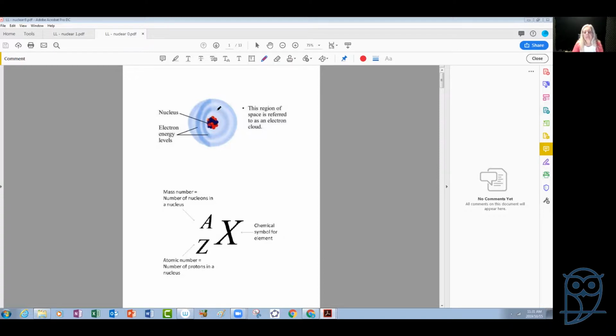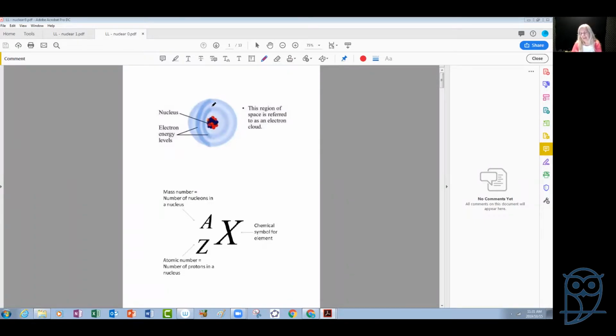And of course, this is the structure of the atom. We have seen it many times before, where we have the nucleus at the center of the atom, consisting of protons and neutrons. Both together are called nucleons because they make up the nucleus. And the nucleus is surrounded, of course, by the electrons, which are found in orbitals.